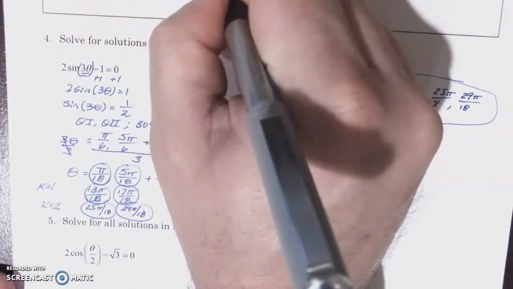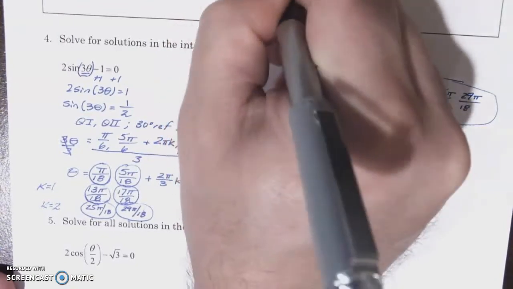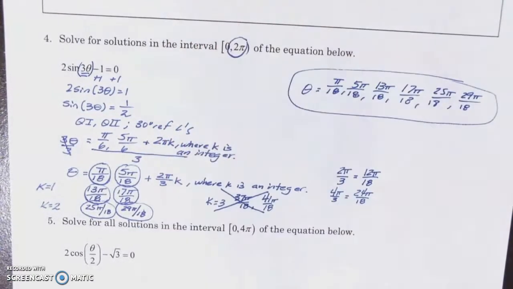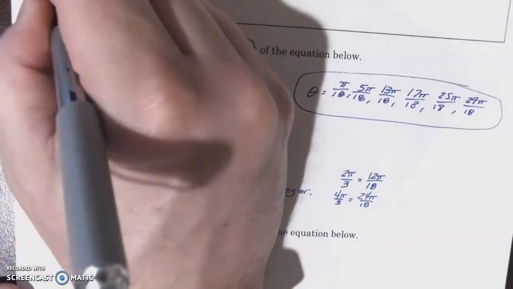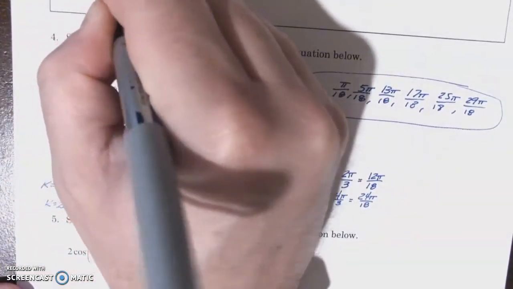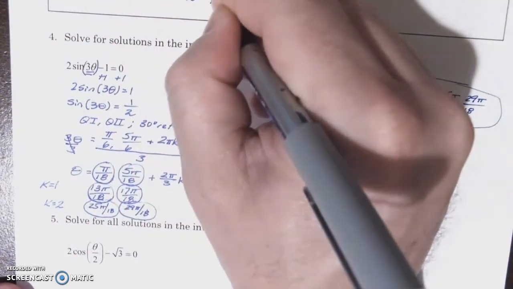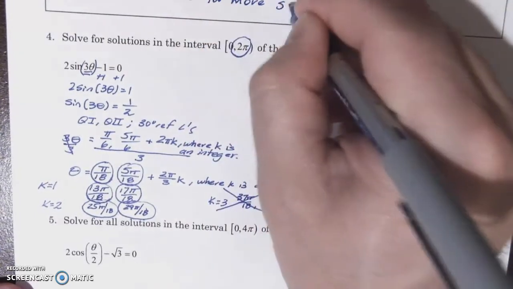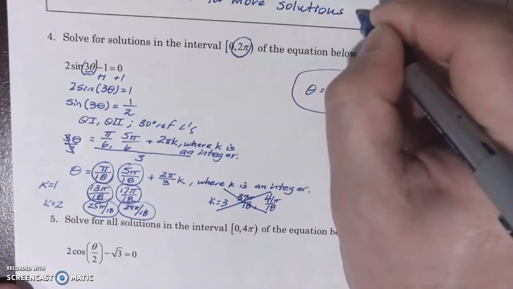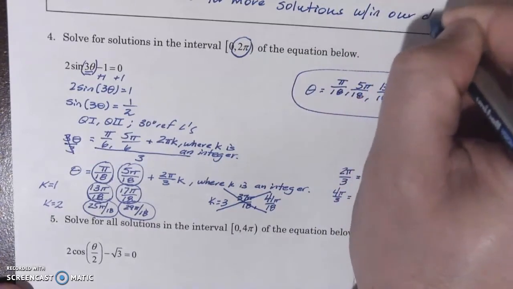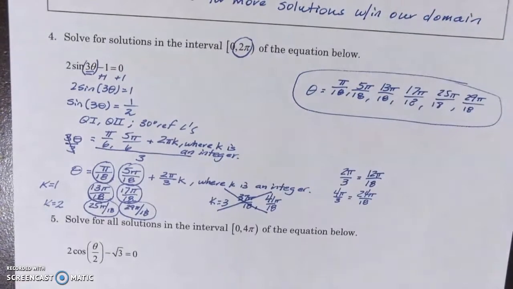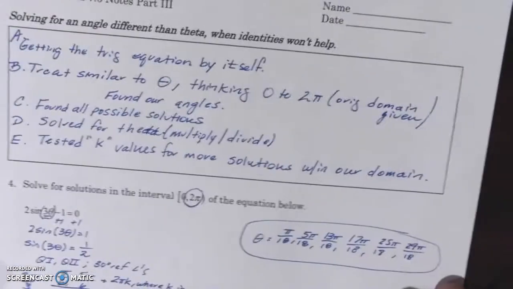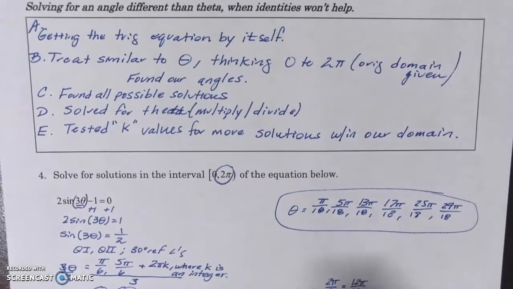In this case, we're going to be either multiplying or dividing. And then we tested k values for more solutions within our domain. All right, those are the steps for solving when we're given something other than a theta. We were given a 3 theta here. Let's walk it through one more time.